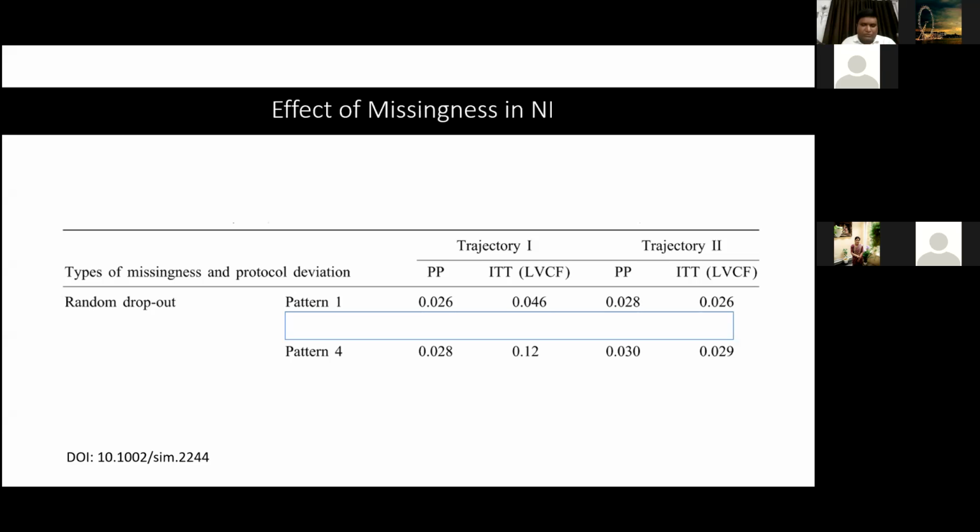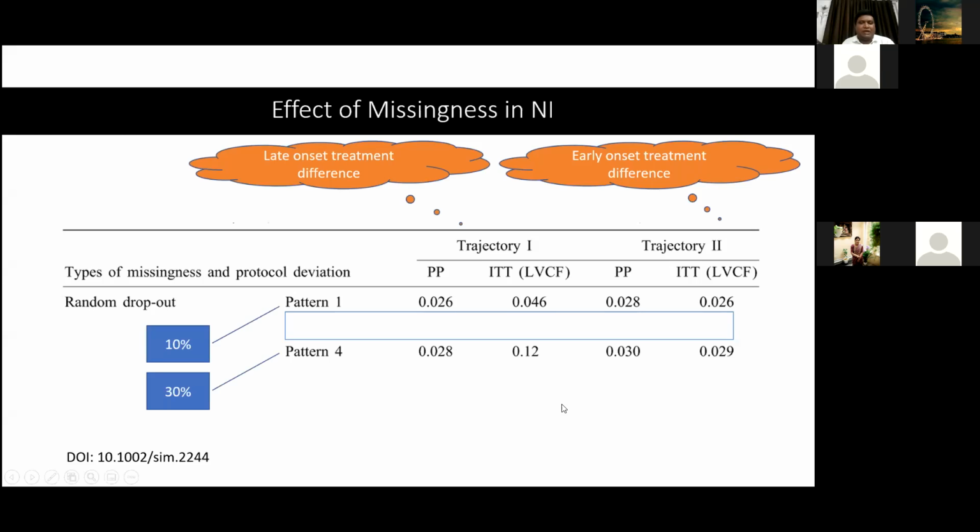That's what I'm not going to explain much. You can just observe that while analyzing a non-inferiority study, if the random dropout was 10% in this trajectory, both analyses were significant, whereas if the dropout was 30%, actually ITT was not significant, whereas per protocol was significant.